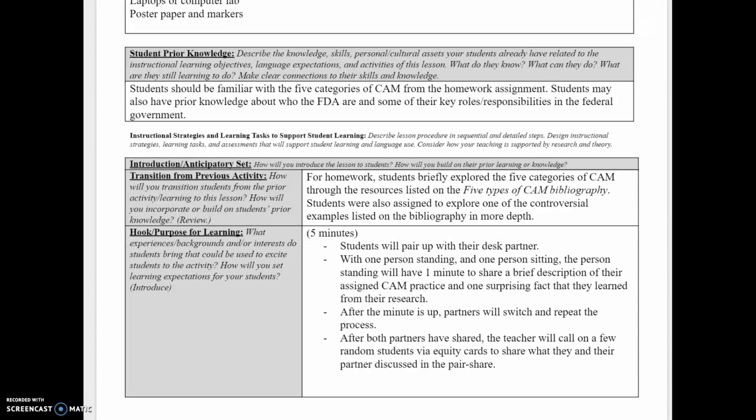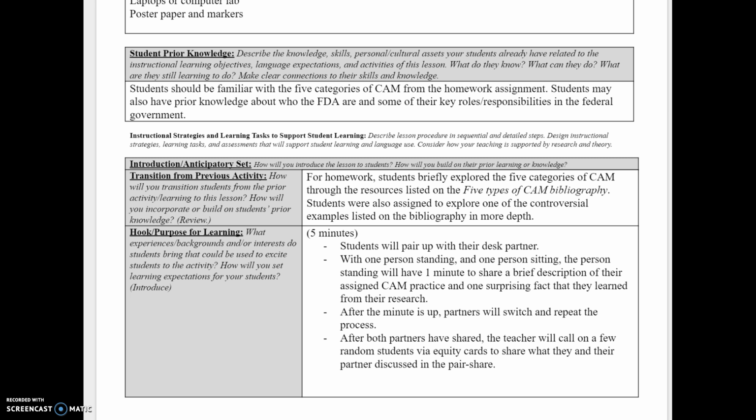So to start off the lesson, students will partner up with their desk partner with one person standing, one person sitting. The person standing will have 1 minute to share a brief description of what they learned about their CAM practice, as well as one surprising fact that they have learned from their research. After the minute is up, we'll repeat the process with the other partner.